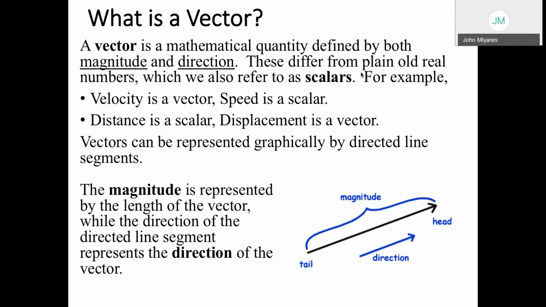Vectors can be represented graphically by directed line segments, which look like rays or arrows. The magnitude of the vector is represented by its length, while the direction of the vector is represented by the direction of the arrow. As far as labeling the parts of the vector, the arrowhead is called the head of the vector, while the far end without the arrow is called the tail of the vector.